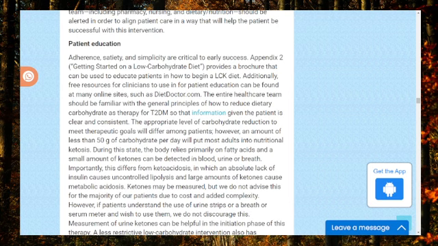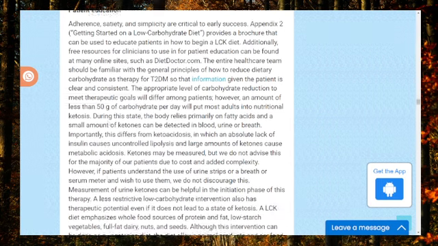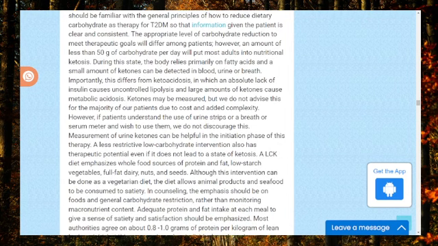The appropriate level of carbohydrate reduction to meet therapeutic goals will differ among patients. However, an amount of less than 50 grams of carbohydrate per day will put most adults into nutritional ketosis. During this state, the body relies primarily on fatty acids, and a small amount of ketones can be detected in blood, urine, or breath. Importantly, this differs from ketoacidosis, in which an absolute lack of insulin causes uncontrolled lipolysis and a large amount of ketones cause metabolic acidosis.